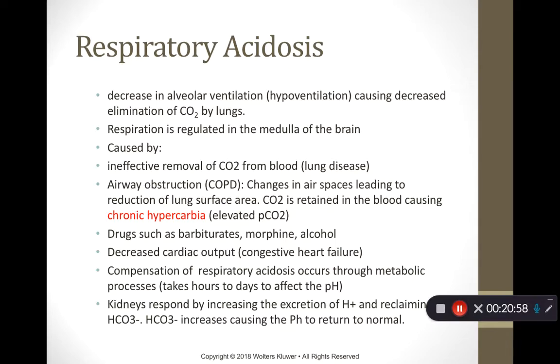It can also be caused by COPD, which is airway obstruction, and this causes changes in air spaces due to the reduction of the lung surface area. In COPD, the CO2 is retained in the blood, causing chronic hypercarbia, which is elevated levels of partial CO2. Respiratory acidosis can also be caused by drugs such as barbiturates, morphine, or alcohol, by decreased cardiac output or congestive heart failure. And compensation of this condition occurs through the metabolic system.